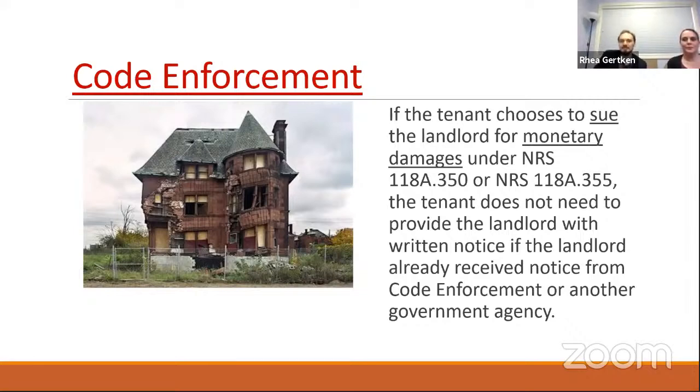So if the tenant chooses to go for monetary damages under NRS 118A.350 or 355, then they don't need to provide the written notice if the landlord has already received notice from code enforcement or another government agency that there is a problem bad enough that the government has had to get involved. So if there's, like, a gas leak or the house is caving in, as in this photo, you might be spared having to write the written notice yourself, but also there's no harm in sending your own written notice too. It's just extra notice to the landlord.